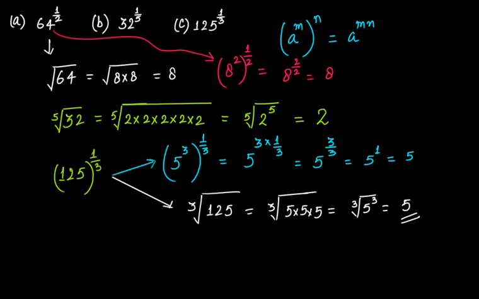Same thing in this case. This is 32 raised to power of 1 by 5. It means that 2 raised to power of 5 whole raised to power of 1 by 5. That is equal to 2 raised to power of 5 multiplied by 1 by 5. That is 5 by 5. That is equal to 2. So you can use these two ways to solve these two as well.